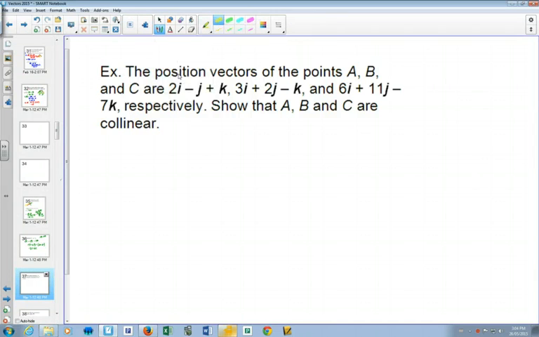First of all, do you know what collinear means? They're all in a straight line, and we've got three-dimensional vectors, so we've got points in three-dimensional space that all line up nicely in a straight line, or at least that's what we're supposed to show. How do we show that?